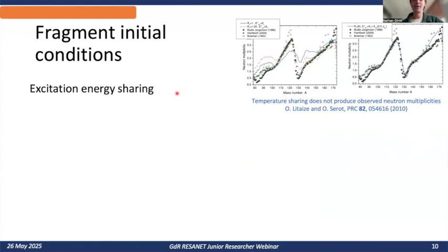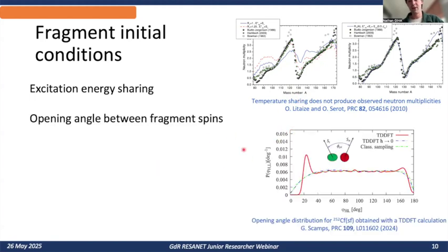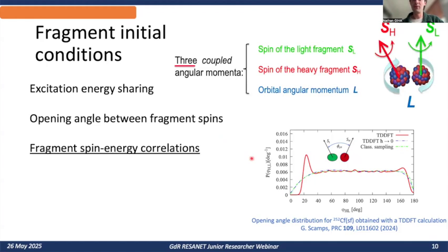One example of an open question is the excitation energy sharing between fragments. It was seen pretty early on that if you just assume that the fragments are at the same temperature, then you don't reproduce the observed neutron multiplicity curve as a function of the fragment mass. One thing that has yet to be measured at all is the opening angle between the spins of the fragments. There are three components to the spin of the system: fragment one, fragment two, and then their orbital angular momentum. This is an interesting thing to study. But what I'm focusing on here is the correlations between energy in fission and the magnitude of the spin of the fragments.